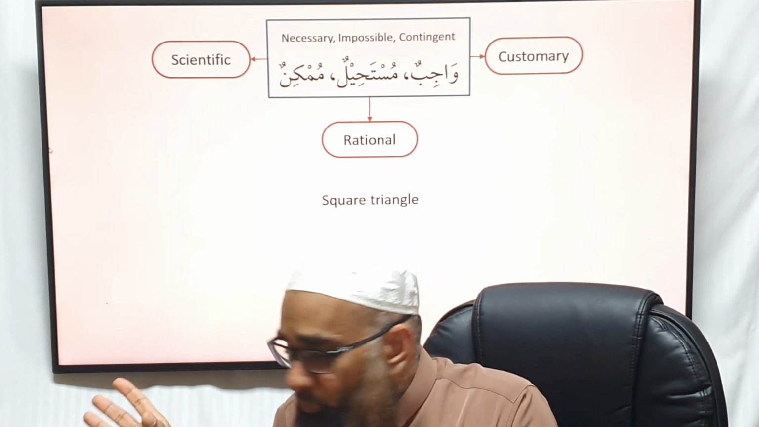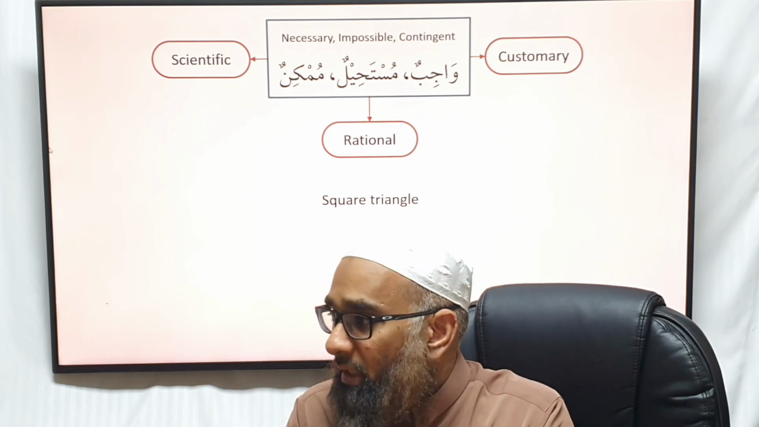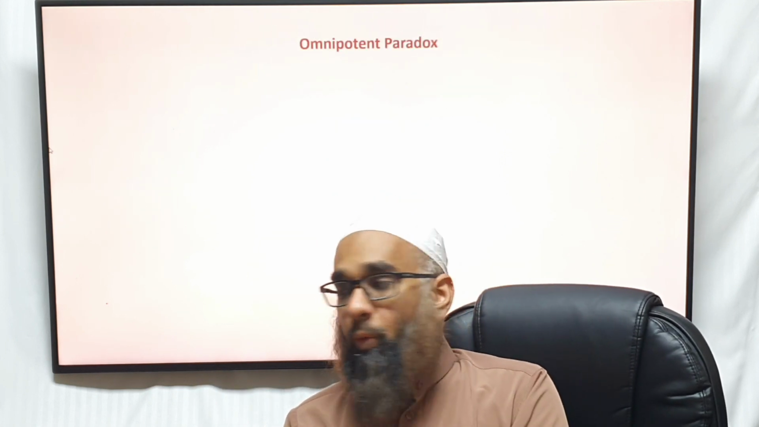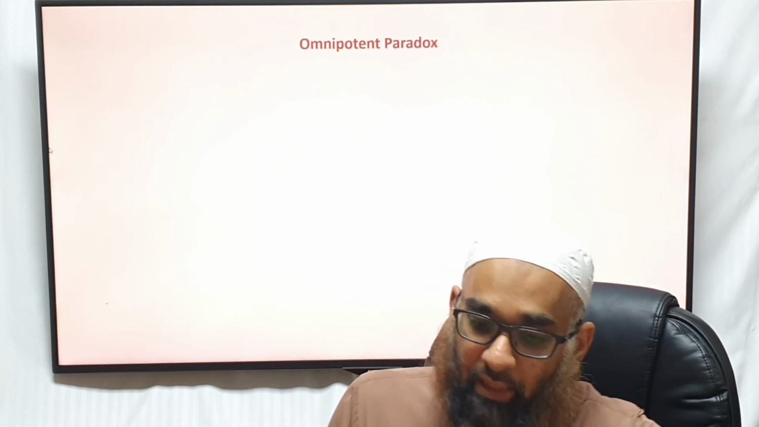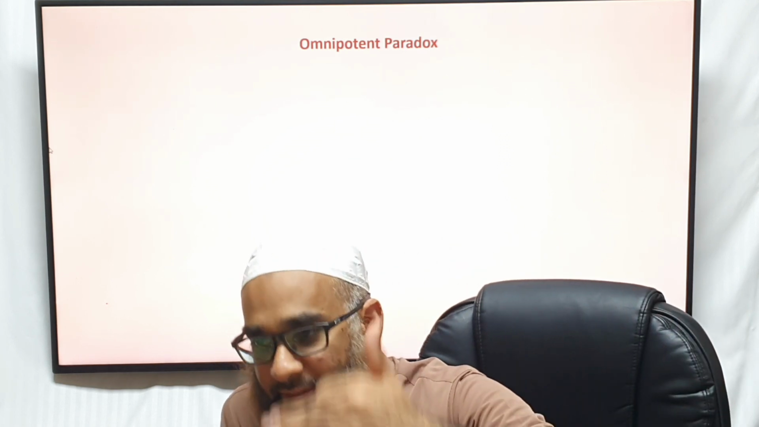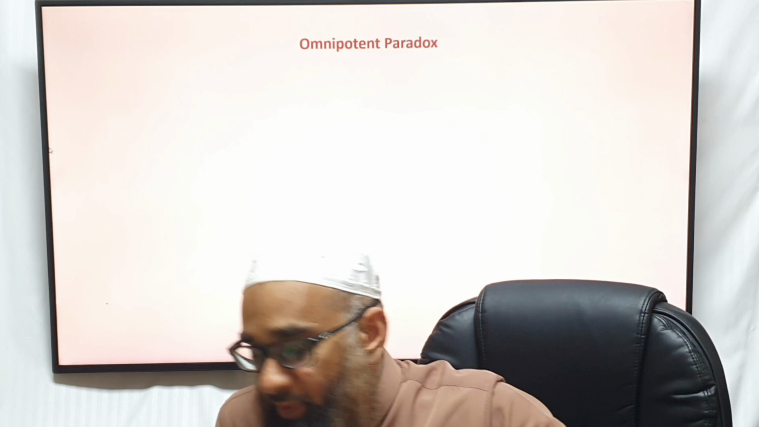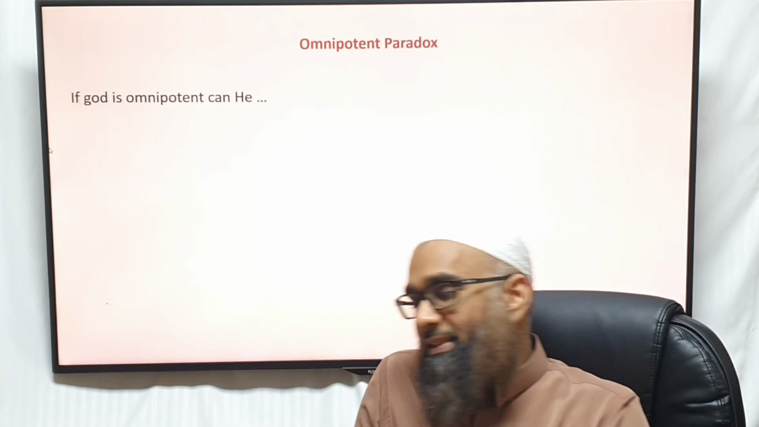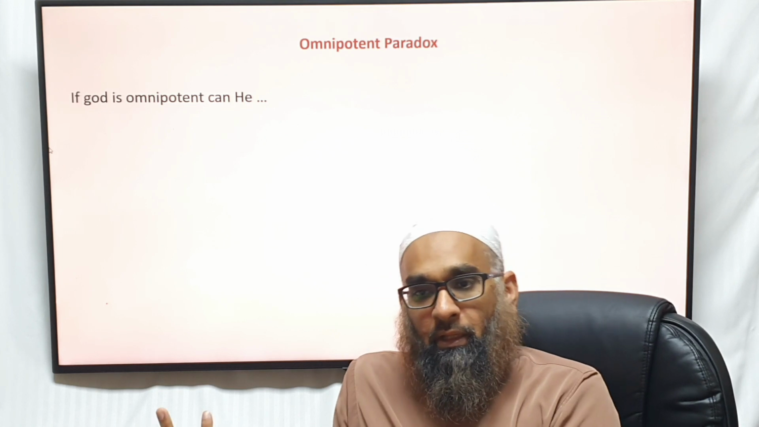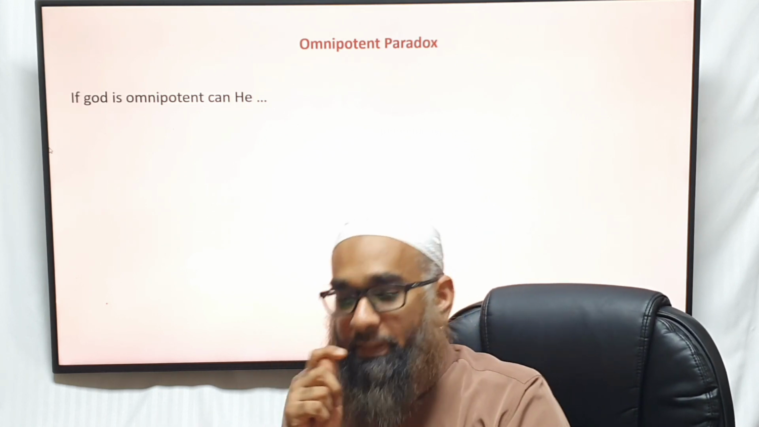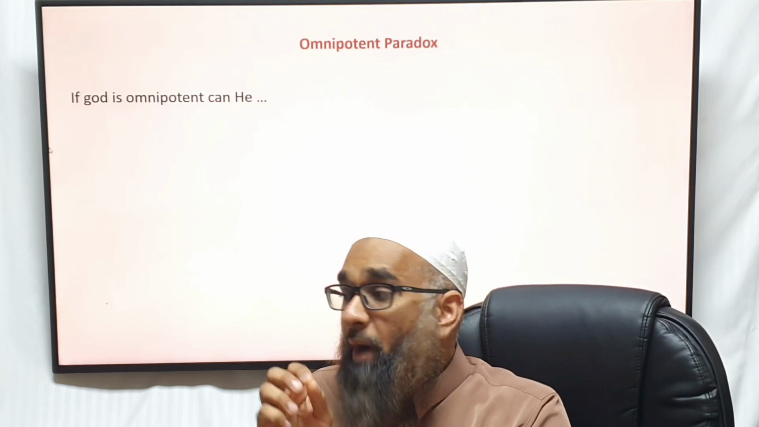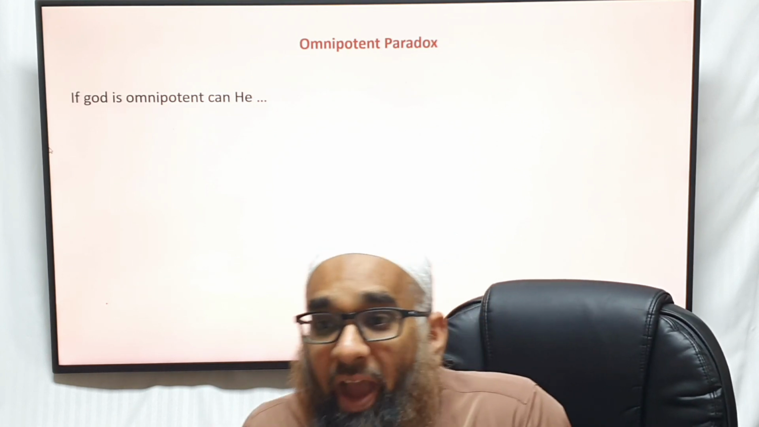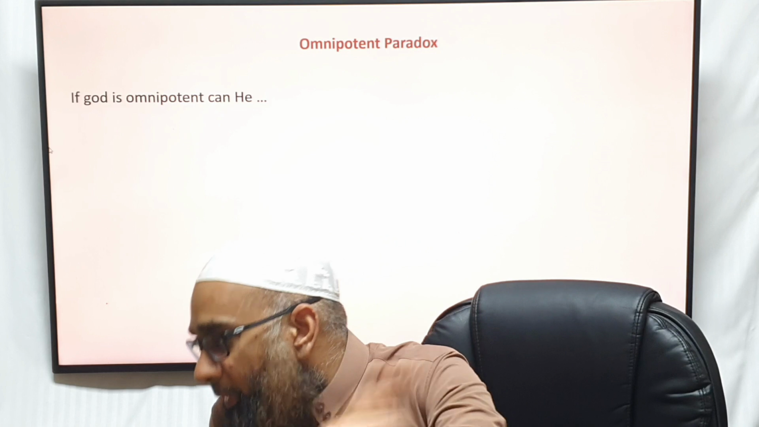So customary mustahil and scientific mustahil, impossible things. Now that we understood this, obviously it's digressing a bit from mantiq. We could just stop here, mantiq is finished, logic is finished. But because this question comes up a lot, people in school ask some really silly questions, like if God is omnipotent, what does omnipotent mean? He has power over everything. So if God is powerful over everything, then can he, and they have all these questions.